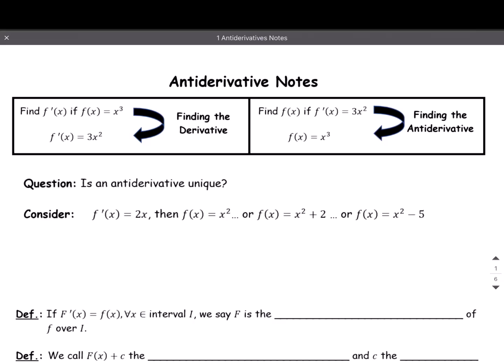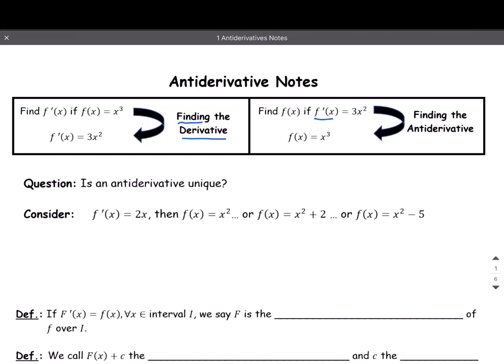So today we're going to talk about antiderivatives. So far, for the most part, we've been finding derivatives. If I give you a function f of x equals x cubed, you take the derivative, and f prime of x is 3x squared. Antiderivatives, we go the other way. We start with the derivative, and we find the function. So we find f of x if we know that the derivative, f prime of x, is 3x squared. Then we can say that the function is x cubed.